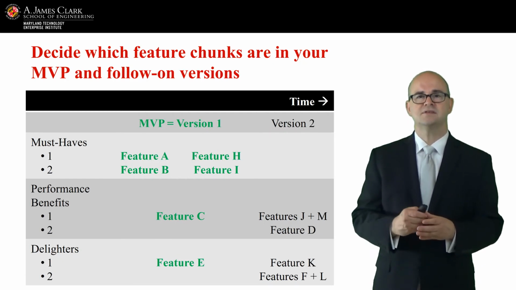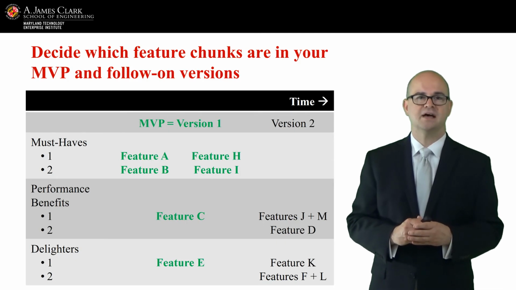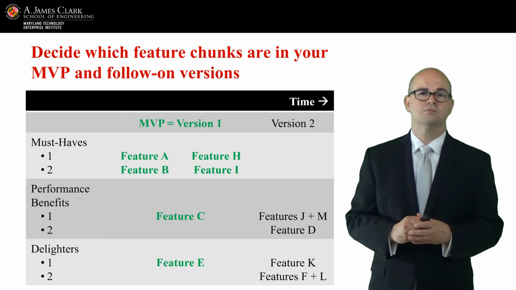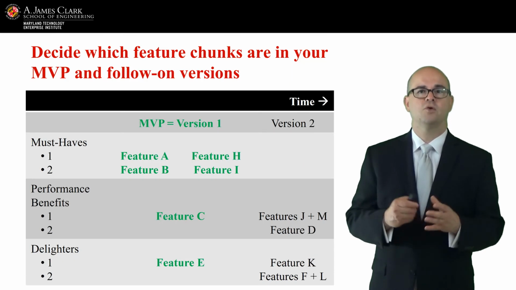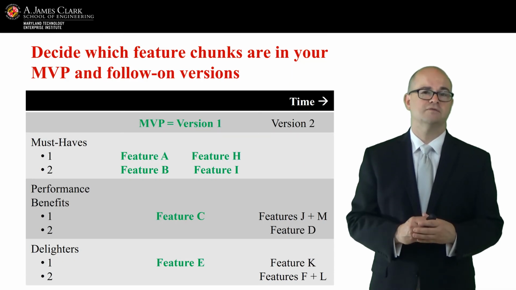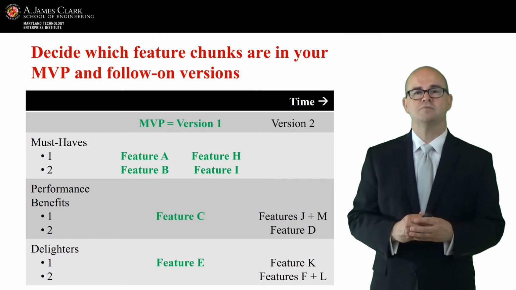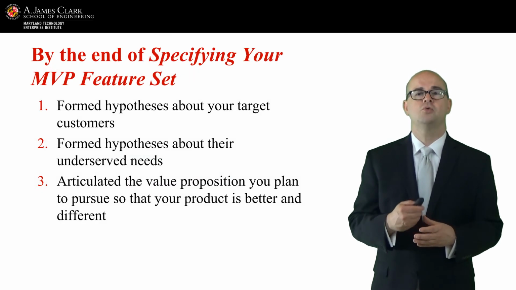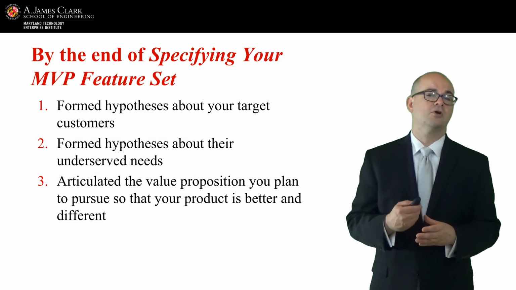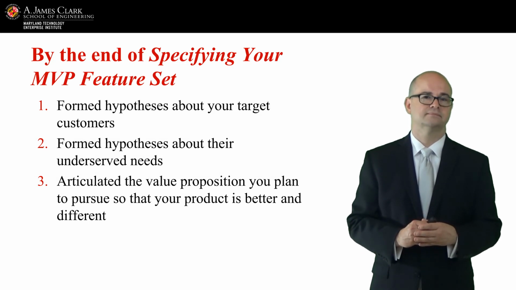By the end of specifying your feature set with the MVP, you form some hypothesis about these target customers. You form the hypothesis about their underserved needs. And from there, you've been able to define that value proposition that you're going to pursue with your product to make it better and different than what's out there.